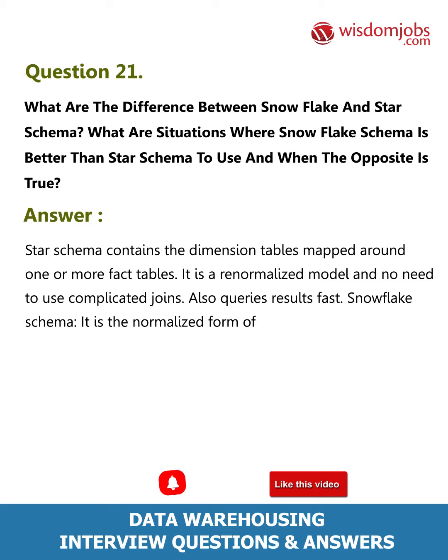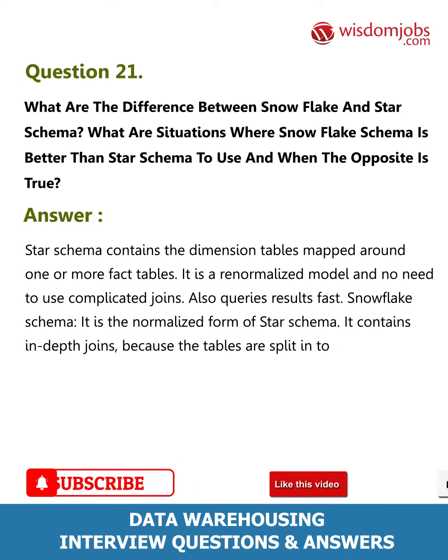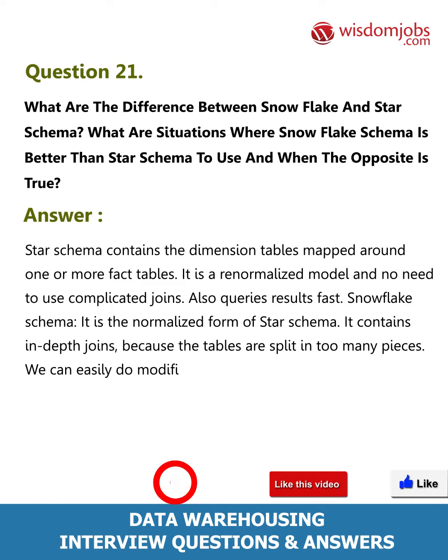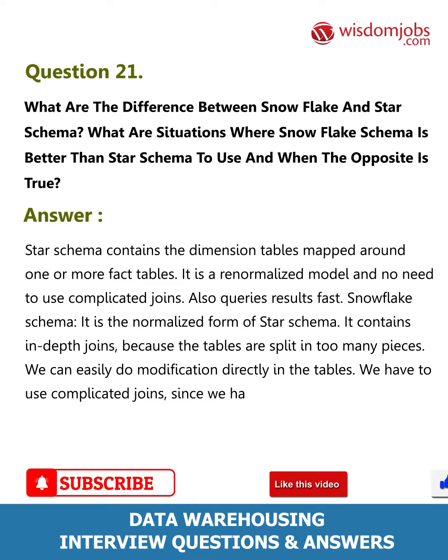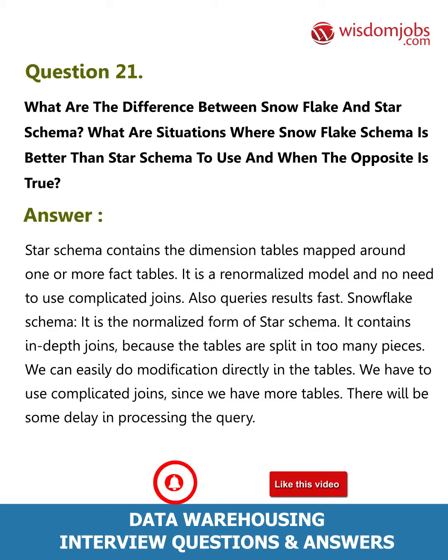Snowflake schema. It is the normalized form of star schema. It contains in-depth joins. Because the tables are split in too many pieces, we can easily do modification directly in the tables. We have to use complicated joins. Since we have more tables, there will be some delay in processing the query.